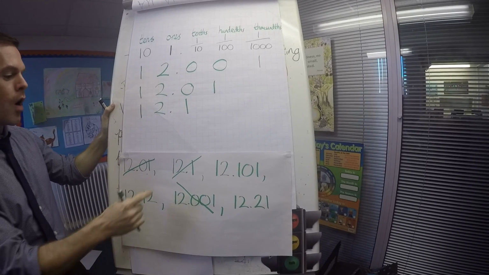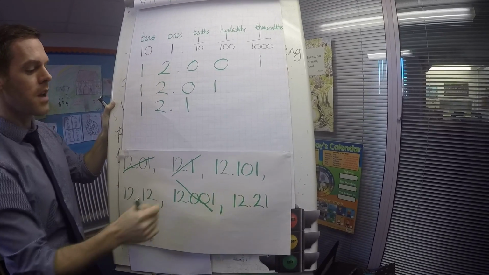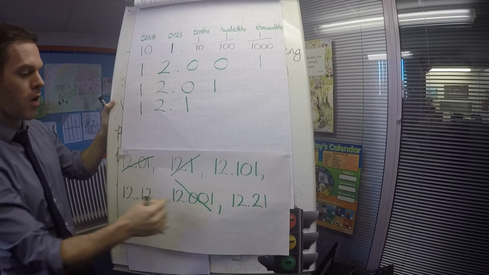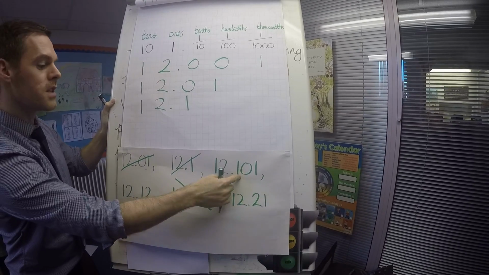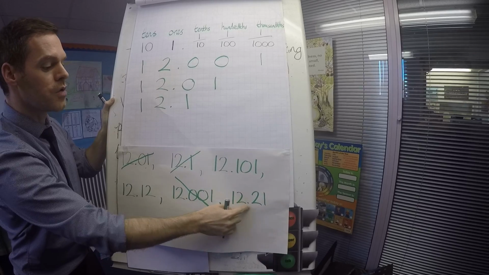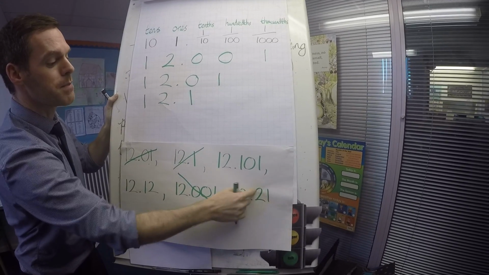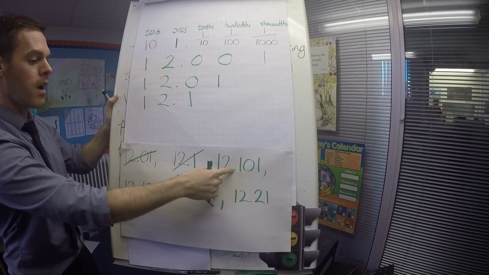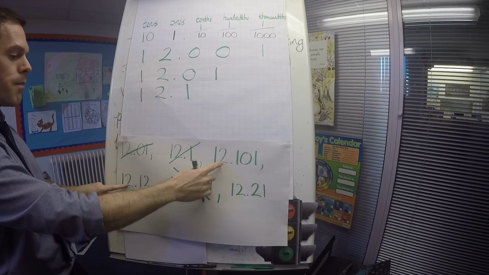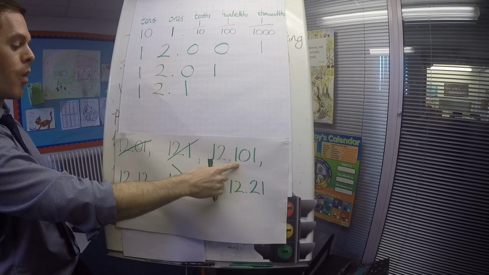Start again. 110, 110, 110. 2 ones, 2 ones, 2 ones. 1 tenth, 1 tenth, 2 tenths. So I can see that this number is bigger. It's between these two. Okay? They've both got 110. They've both got 2 ones. They've both got 1 tenth.